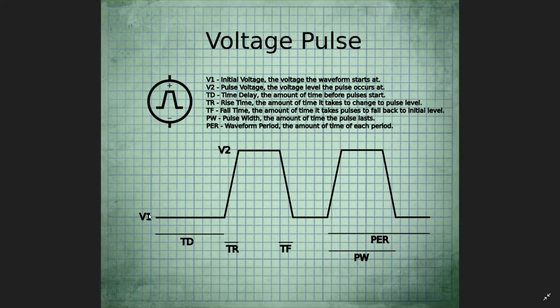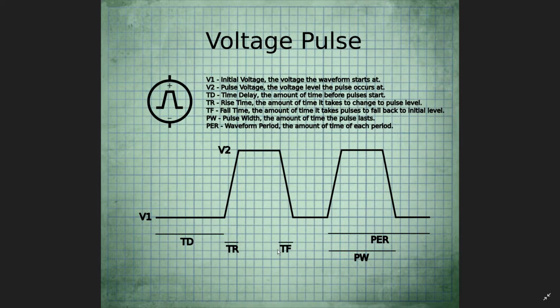So V1 is your initial voltage level. V2 is the voltage level that the pulses will occur at. TD is the amount of time right here before pulses start occurring. TR is the rise time, so that's the change in time between when the pulse starts. So right here at this corner to here, it takes this amount of time for it to rise from V1 volts to V2 volts, and so that TR parameter is that width. I hope that makes sense. And TF is that same thing, but at the end when it falls back down to its initial voltage.